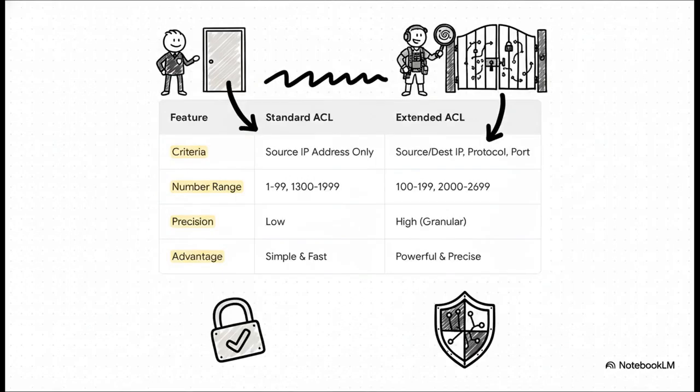And here's a pretty cool detail for you. For a long time, network engineers could tell these ACLs apart just by using number ranges. As you can see here, standard ACLs were typically numbered somewhere between 1 and 99, while extended ones lived in the 100 to 199 range. It's just a quick way to know if you're dealing with the simple bouncer or the specialist. At the end of the day, it's that classic trade-off between simplicity and precision.